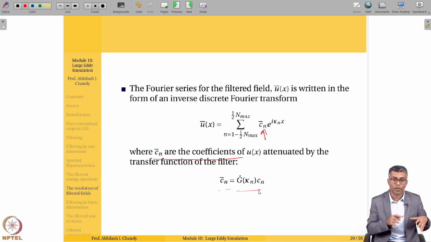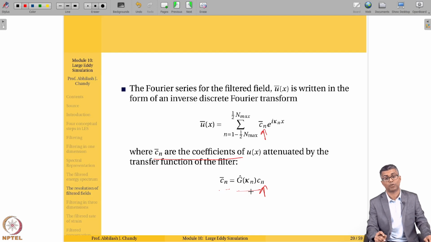So now your filtered velocity field is known, except it is obtained by taking the transfer function and multiplying it by the Fourier mode of the fully resolved field u of x, not the filtered field. And the filtered Fourier mode is obtained by taking the transfer function multiplied by the Fourier coefficients corresponding to the fully resolved field.